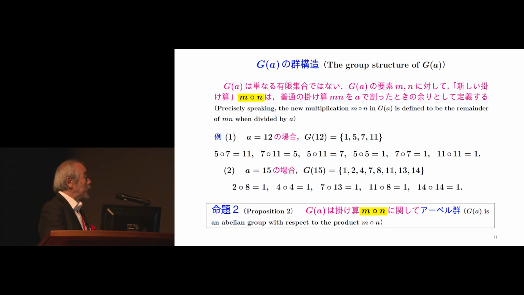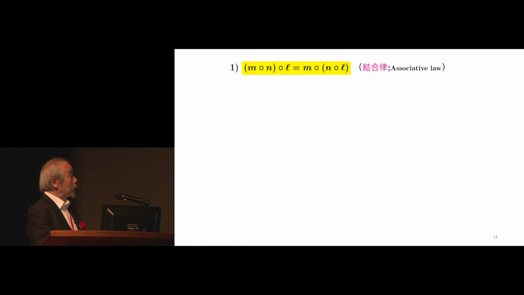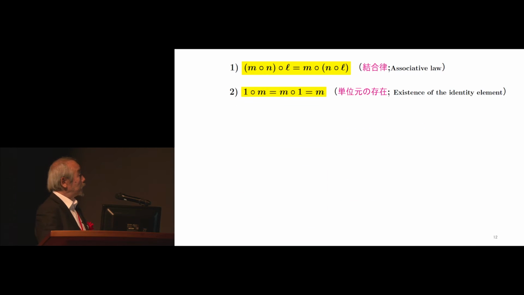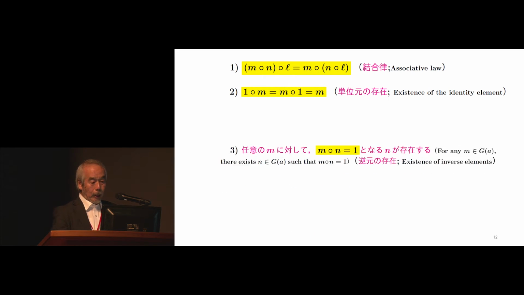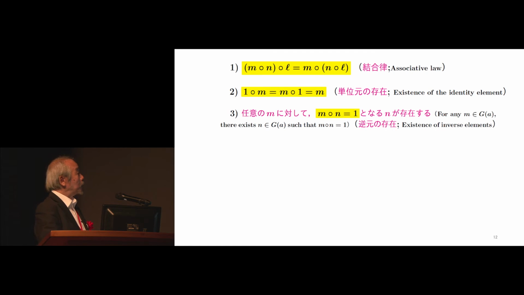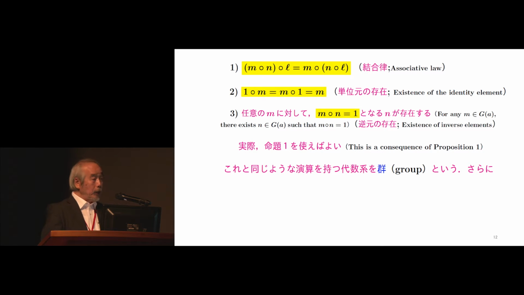Important thing is that G_A is an abelian group with respect to the product m ∘ n. First, the associative law must be satisfied. Second, existence of the identity element is required in the set. And thirdly, for any m which is an element of G_A, there exists n which is an element of G_A such that m ∘ n equals 1. Existence of inverse elements is required.